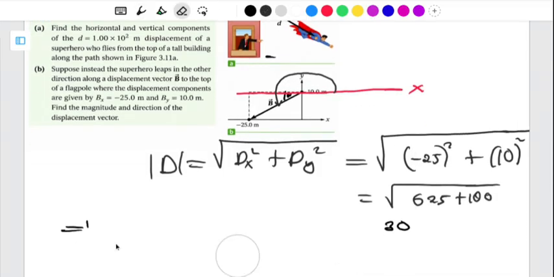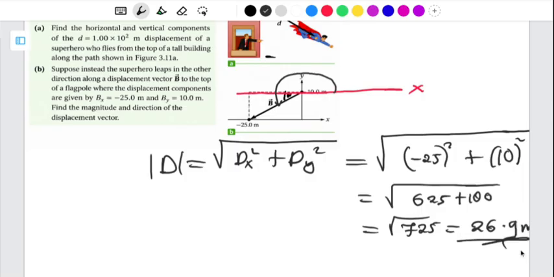Let me use this part. So the square root of 725, I'm getting 26.9 meters. So this is how you're supposed to answer that one. That one is the magnitude.